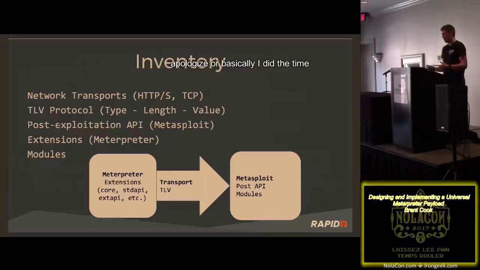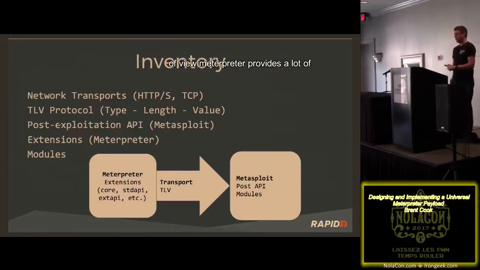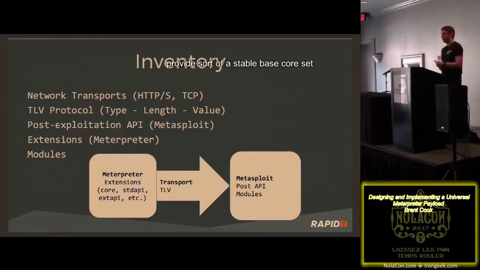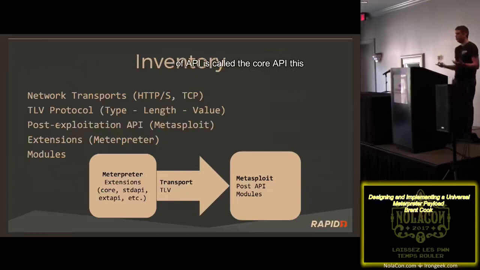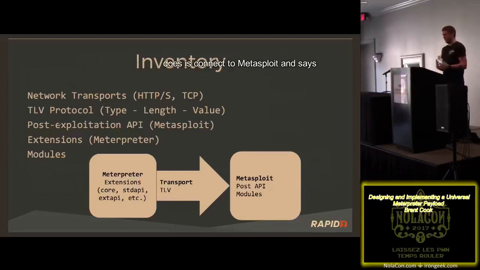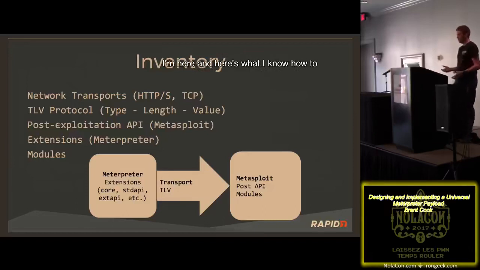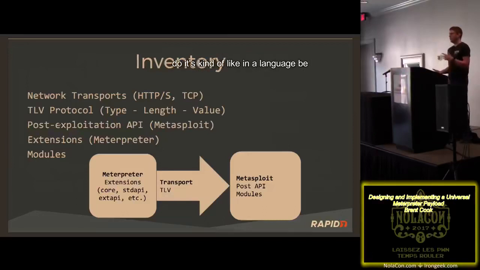But basically, the idea behind Meterpreter is that it is a way to abstract the OS from an exploiter's point of view. Meterpreter provides a lot of interesting things. One is, of course, a stable base core set of APIs called the core API. This doesn't really do a whole lot. All it does is connect to Metasploit and say, I'm here, and here's what I know how to do. It's kind of like reflection in a language, where you can ask what's available, what can you actually do that I could use as part of an exploit or a post-exploitation scenario?